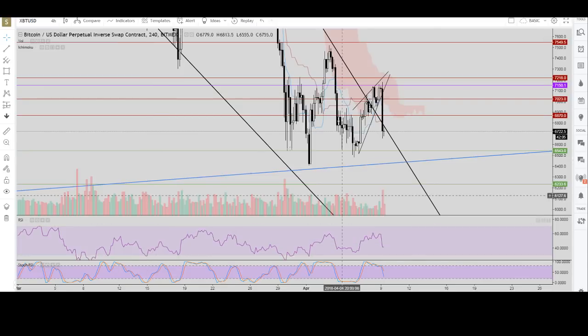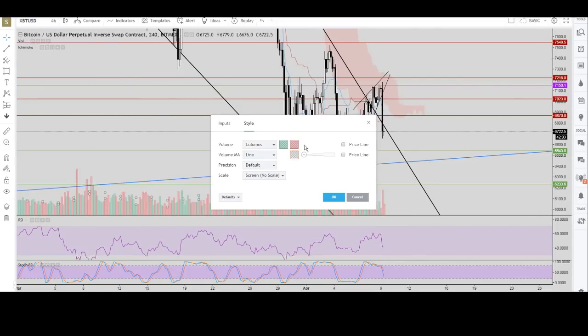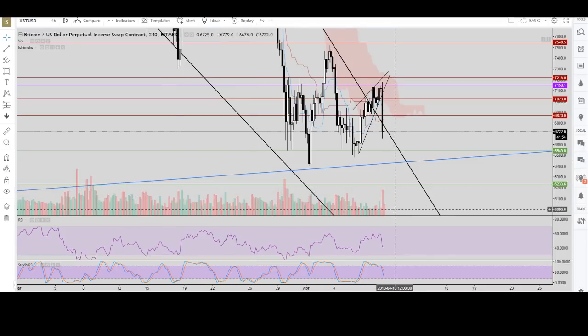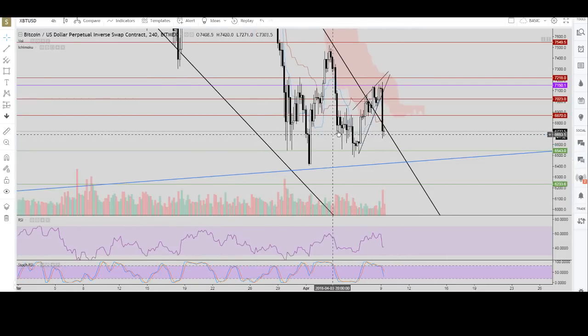Okay. Also, I take my volume here. I go style, volume, MA, and I just turn it to invisible, if you don't want that orange line coming down your screen here. Okay, so that's what I do.